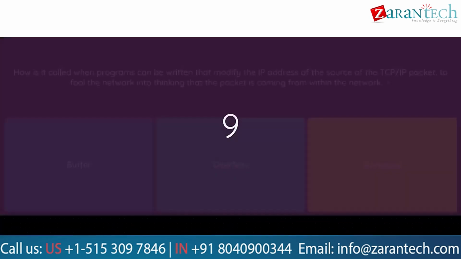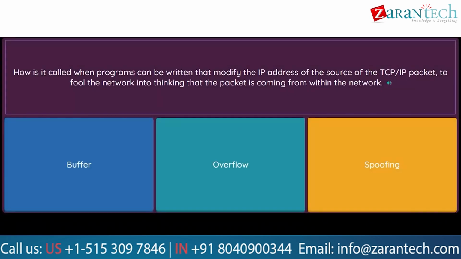Question: what is it called when programs can be written that modify the IP address of the source of the TCP/IP packet, to fool the network into thinking that the packet is coming from within the network? Option 1: buffer. Option 2: overflow. Option 3: spoofing.